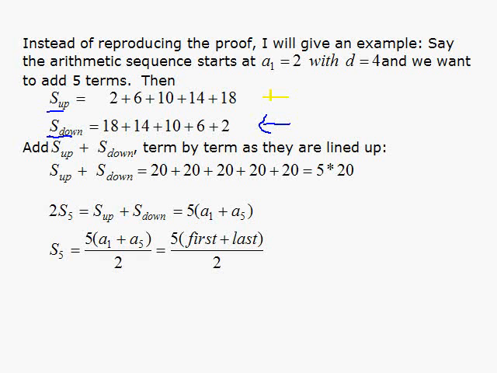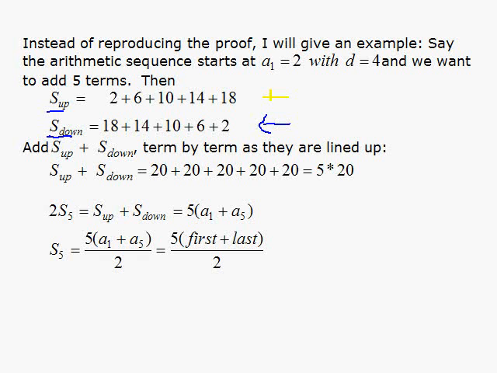Now let's add these 2 together. 2 and 18 is 20. 6 and 14 is 20. 10 and 10 is 20. You always get the same. That's a property of this arithmetic sequence. 14 and 6 is 20. 18 and 2 again is 20. How many 20s do you have? You've got 5 of them.